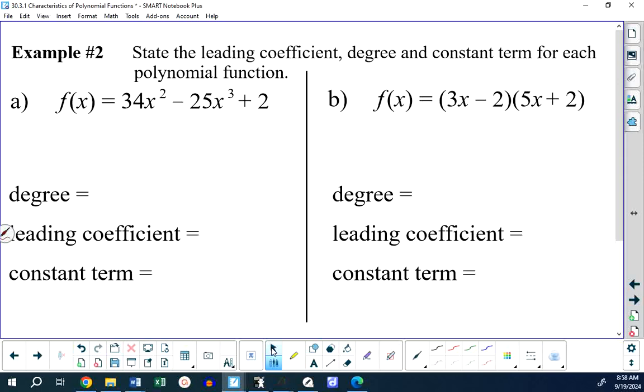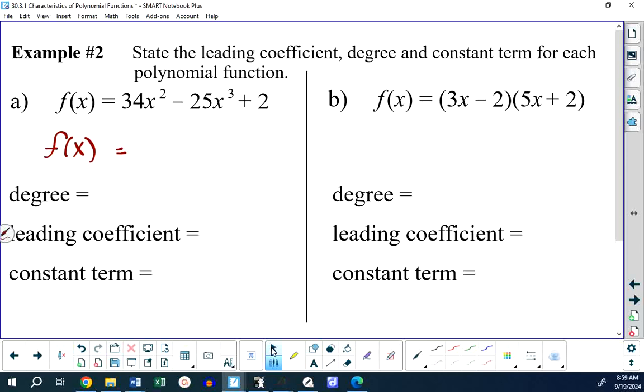Well, what is the degree? Don't get trapped into just looking at the first term and going, oh, the degree is 2, because I've purposefully written these in kind of a scrambled order. I really don't think anybody actually has to rewrite this. You can see that the leading term is negative 25x cubed, because that's the term with the highest degree.